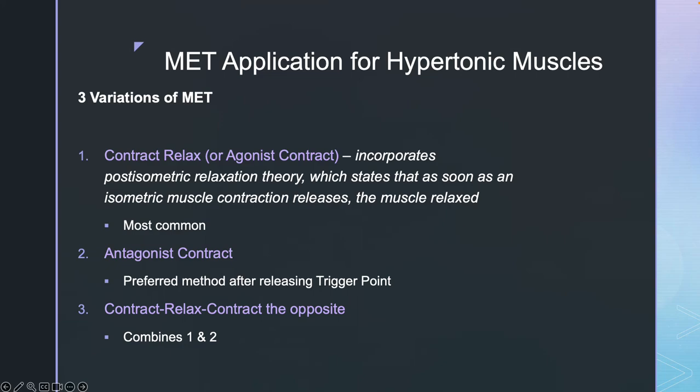Muscle energy application for hypertonic muscles. A hypertonic muscle is a muscle that has too much tone, overly contracted, too tight. That is a hypertonic muscle. A hypotonic would be a muscle that doesn't have enough tone. It's weak. Does that make sense?